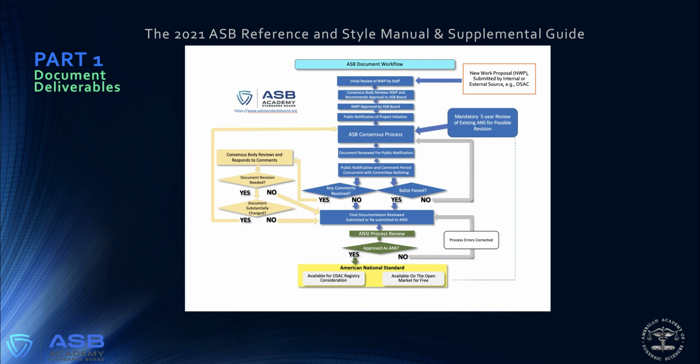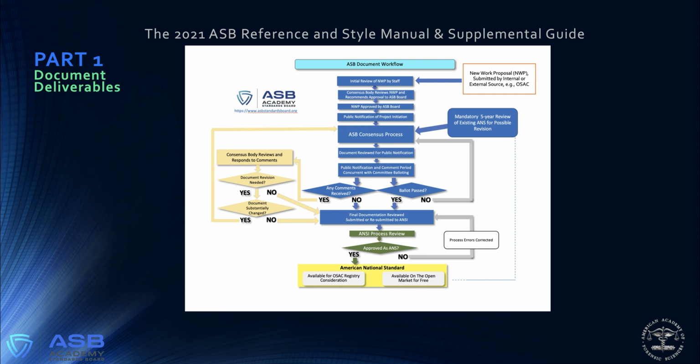Before diving into the document descriptions, though, let's take a look at how documents flow through ASB. You know better than I do that ASB document development can start as a draft that comes in from outside, or it could start inside as well. For example, a professional forensic organization, a state forensic laboratory, an individual, and certainly our colleagues at OSAC can submit a new work proposal, or NWP, for consideration by an ASB consensus body.